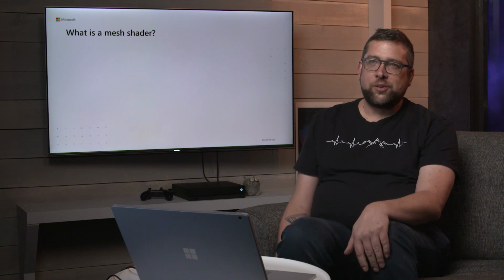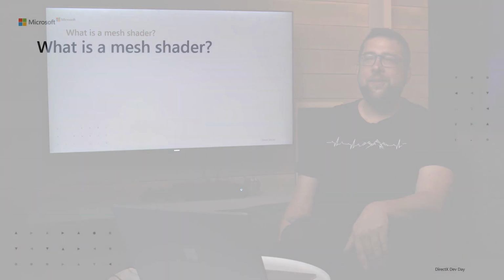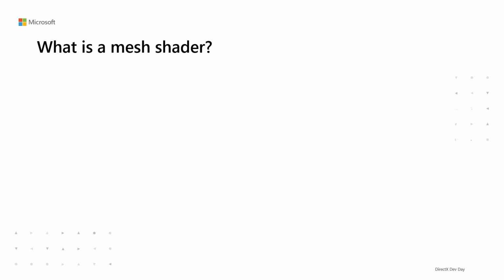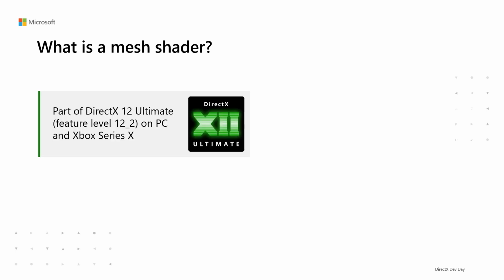So really the whole purpose of this talk is to explain what a mesh shader is. I've tried to condense a really quick summary into this very first slide. So mesh shaders are part of the DirectX 12 Ultimate, which we're also referring to as feature level 12.2. They're going to be supported across different PC hardware and also on the Xbox Series X.